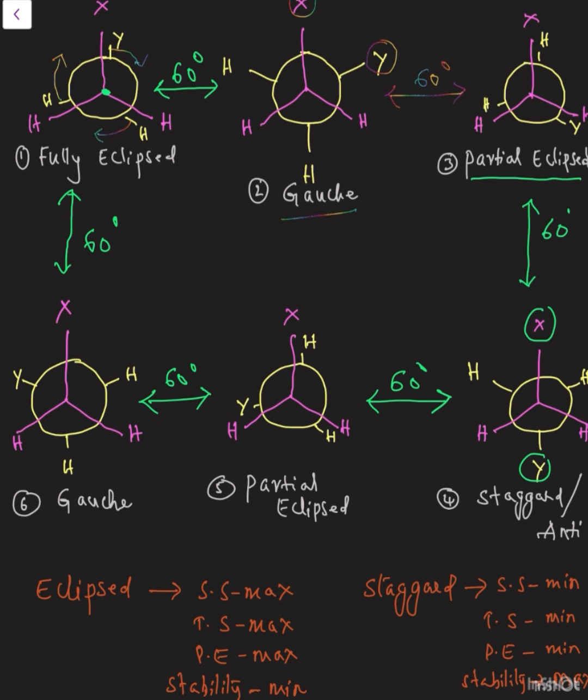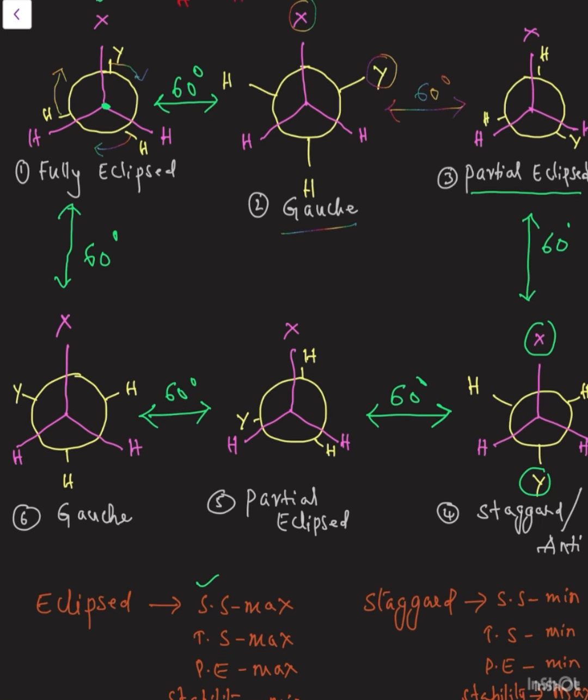In the fully eclipsed conformer, here SS, TS, P. SS is nothing but what? Steric strain. TS is nothing but torsional strain. P is potential energy, and the stability of that conformer, let us discuss. In the case of eclipsed, that is the first isomer, this one. Okay, I am erasing this. Right, now in this compound, the eclipsed conformer, you see this one is eclipsed.